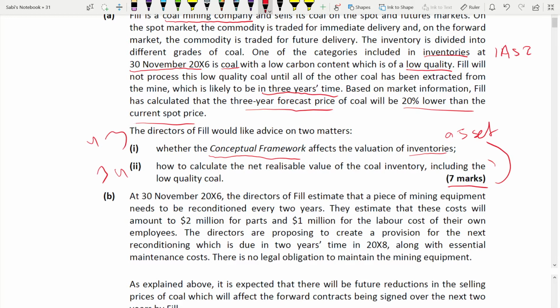Next, how to calculate the net realizable value of the coal inventory, including the low quality coal. There are two grades, one is high, one is low. How to calculate the net realizable value? Okay, so it's better to go in order. For example, this one, it's better to answer first, then this one.